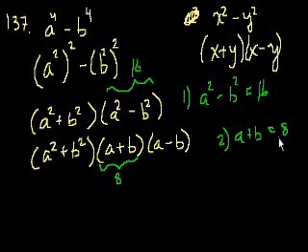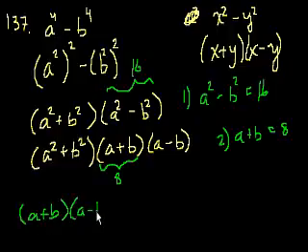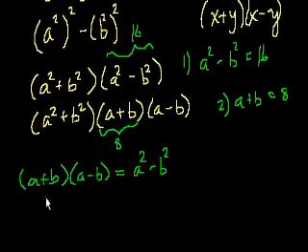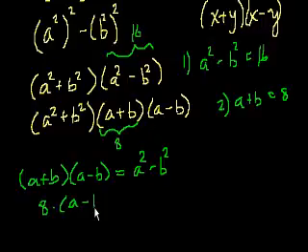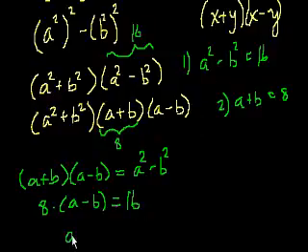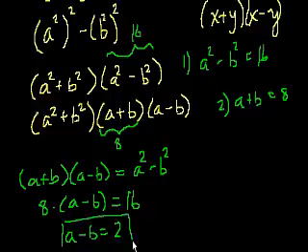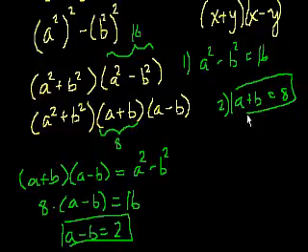But when I use them together, this is interesting, right? Because we know that a plus b times a minus b is equal to a squared minus b squared. Well, they just told us that a plus b is equal to 8. So 8 times a minus b is going to be equal to a squared minus b squared, which statement 1 told us was 16. So that actually tells us that a minus b is equal to 2. So now we have two equations with two unknowns, and we could solve for a and b.